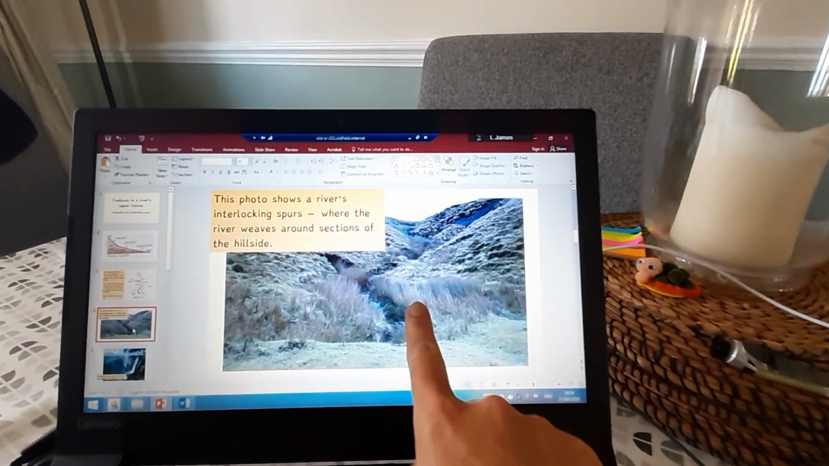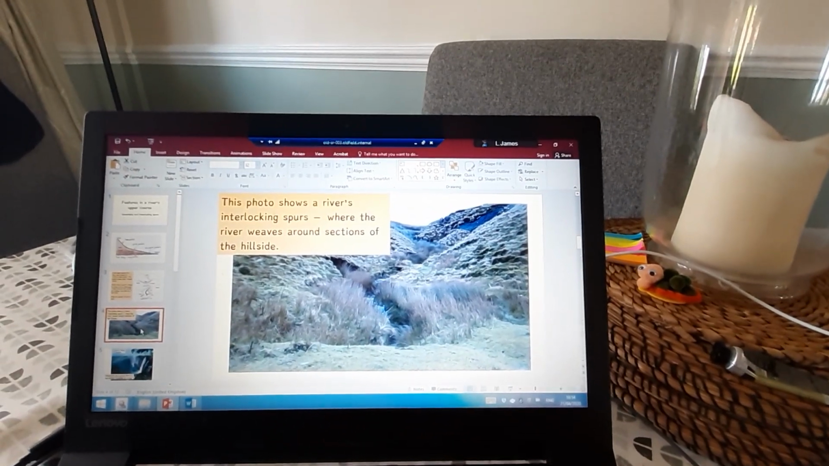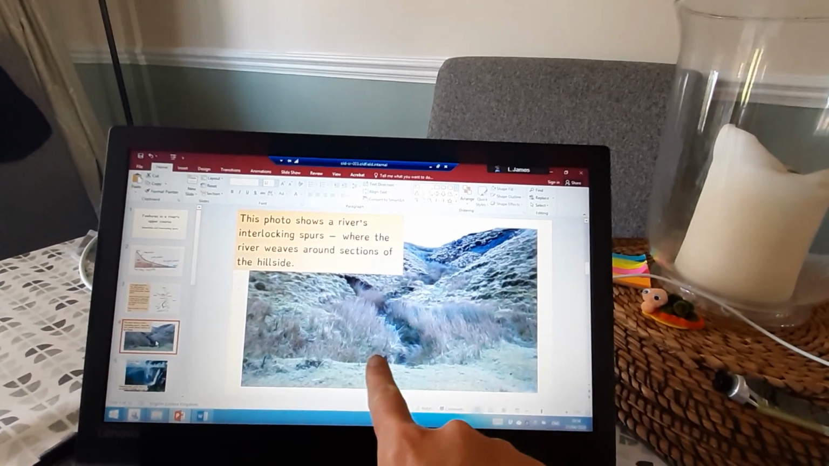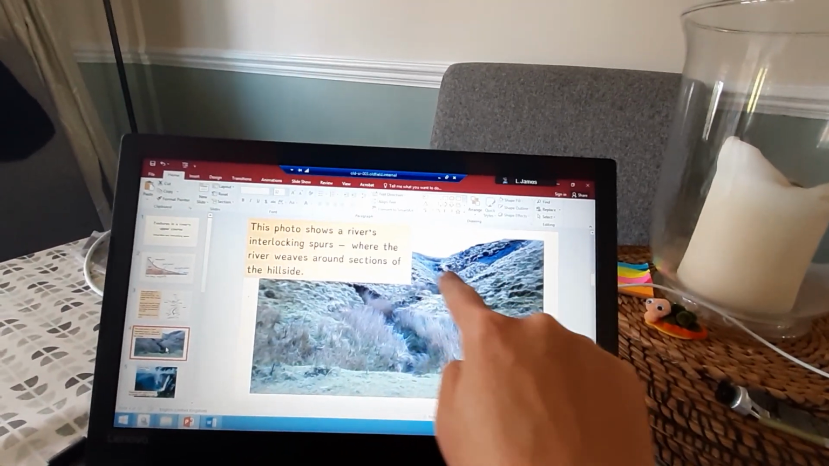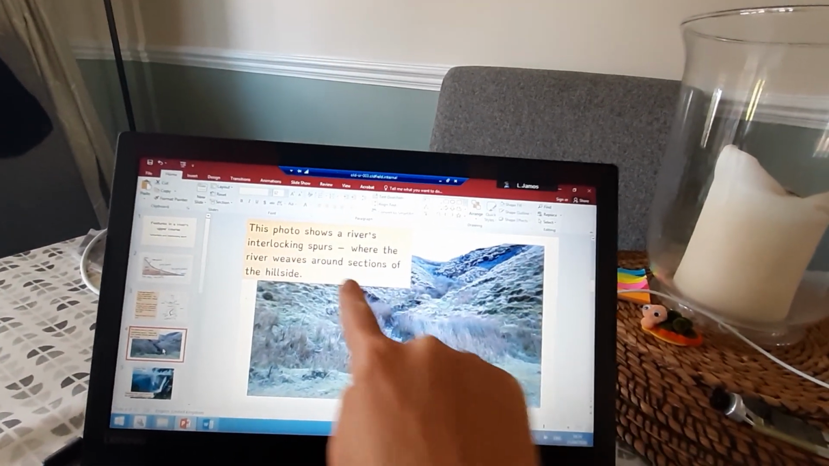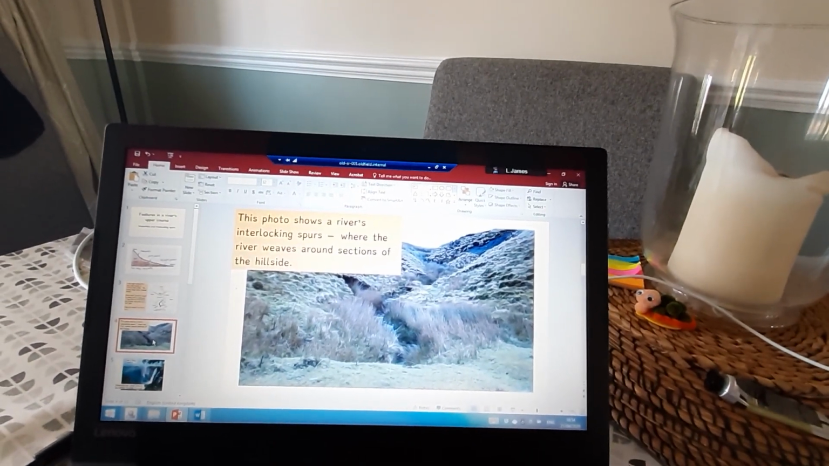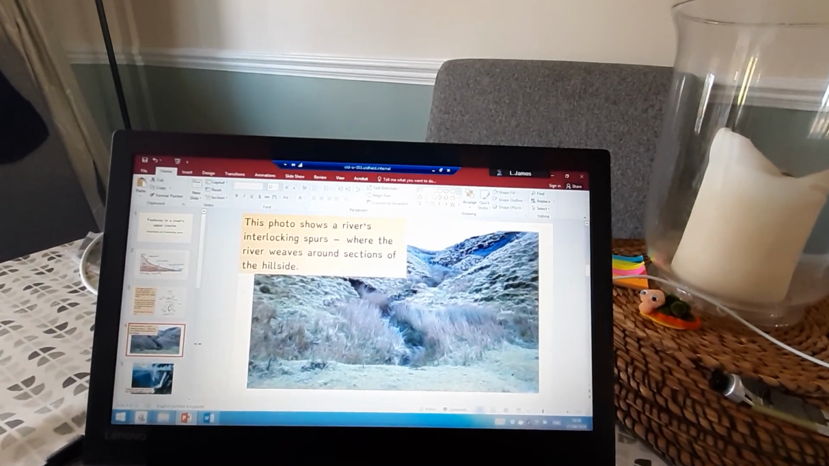So this photo here is showing these interlocking spurs in real life. Not quite as neat as in the diagram, but this is the river here. Okay, and you've got these lumps of land that stick out that the river has to weave its way around. Those are called interlocking spurs, and they're found in the upper course of the river.